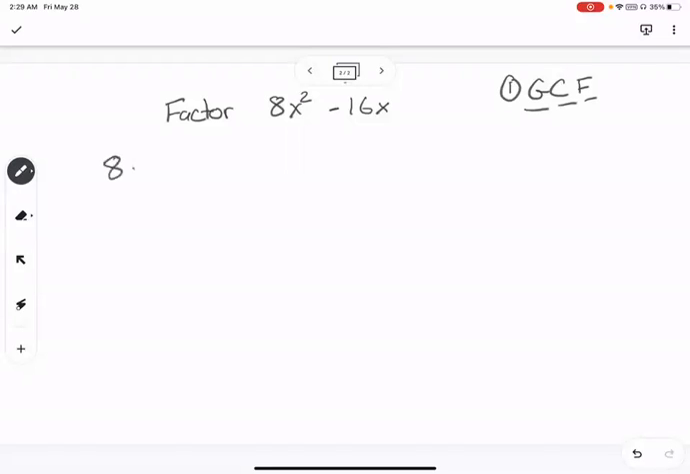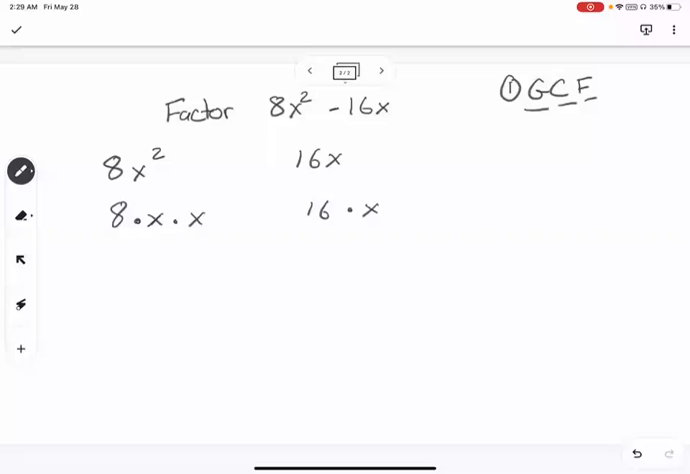First, we have 8x to the second power, and we also have 16x. The only difference now is that we have 8x to the second power, so I actually want to rewrite this a little differently. I'm going to write 8 times x times x. And for 16x, I'll just write it as 16 times x.